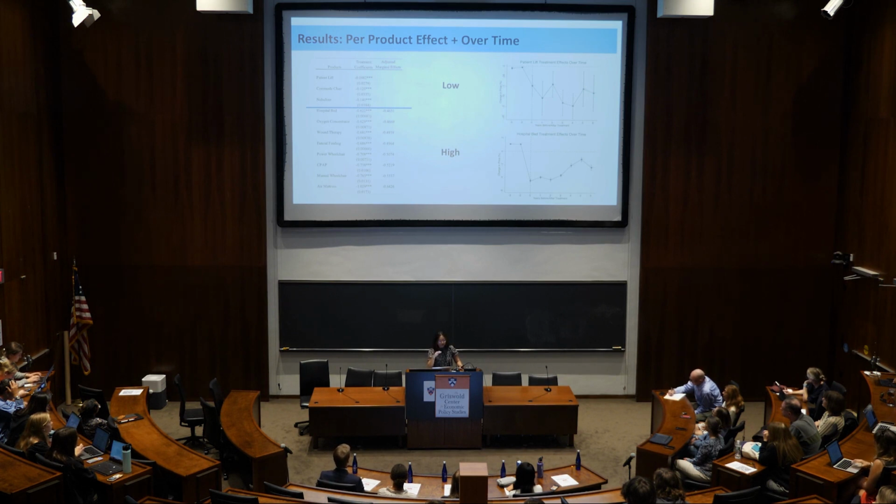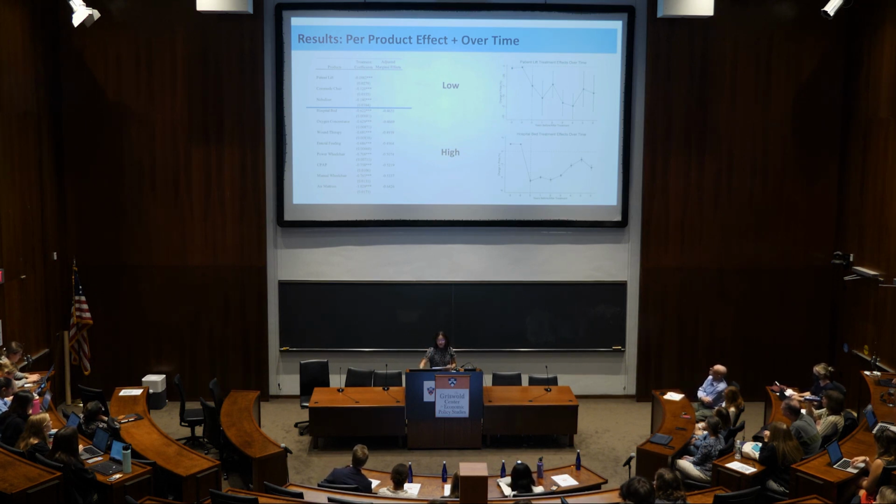And if you look at the staggered diff-in-diff I was telling you about, i.e. the effect of treatment over time, you see that in the low product category, these prices are jumping up and down. There seems to be no rhyme or reason to them. But in the high drop category, these prices seem to be going up over time.